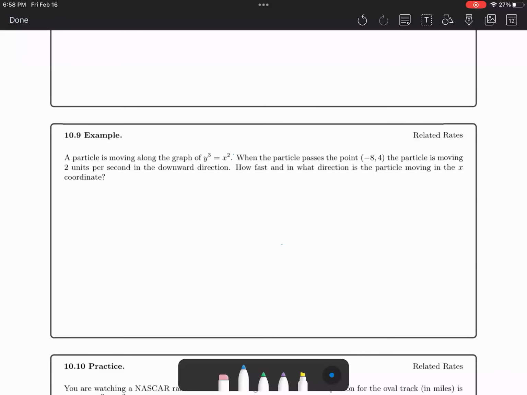Let's use implicit differentiation to study motion in 2 dimensions. So here we have a particle moving in 2-dimensional space. There's my x-axis, there's the y-axis, and it's moving along the graph of y cubed is equal to x squared. Now you could solve this for y as y is equal to x squared and then the cube root of that. But effectively, it's going to give you a shape that kind of looks like this. So we've got a particle traveling along this curve.